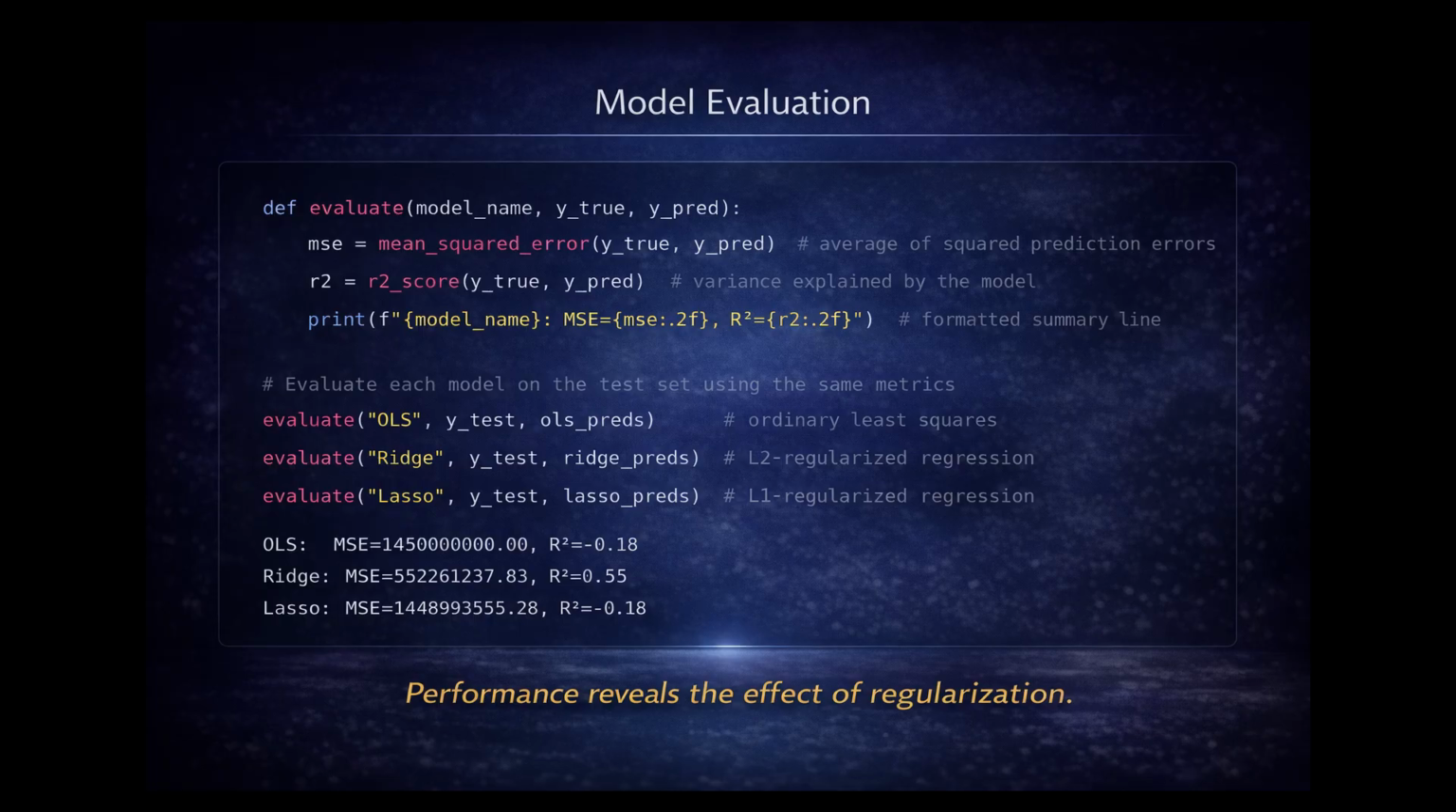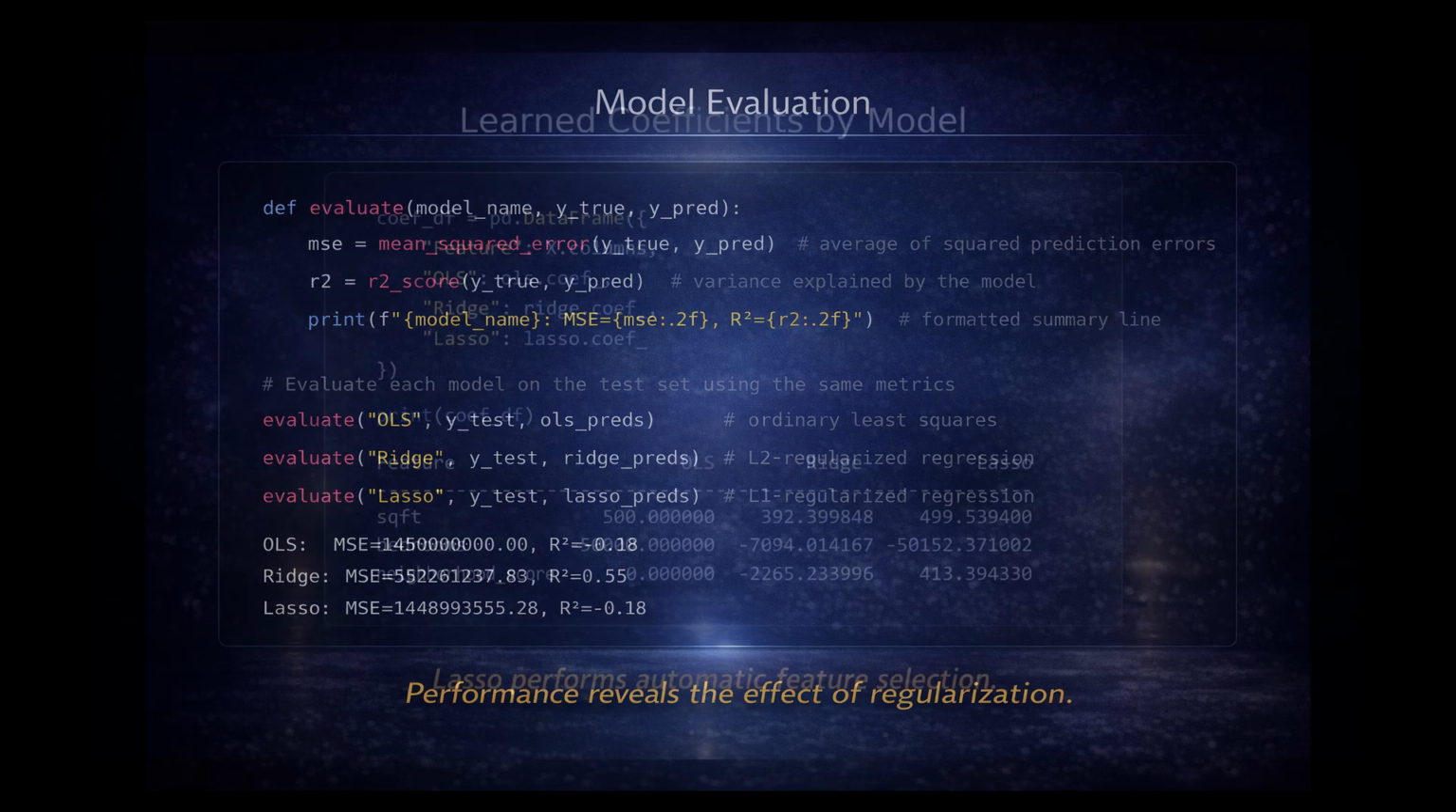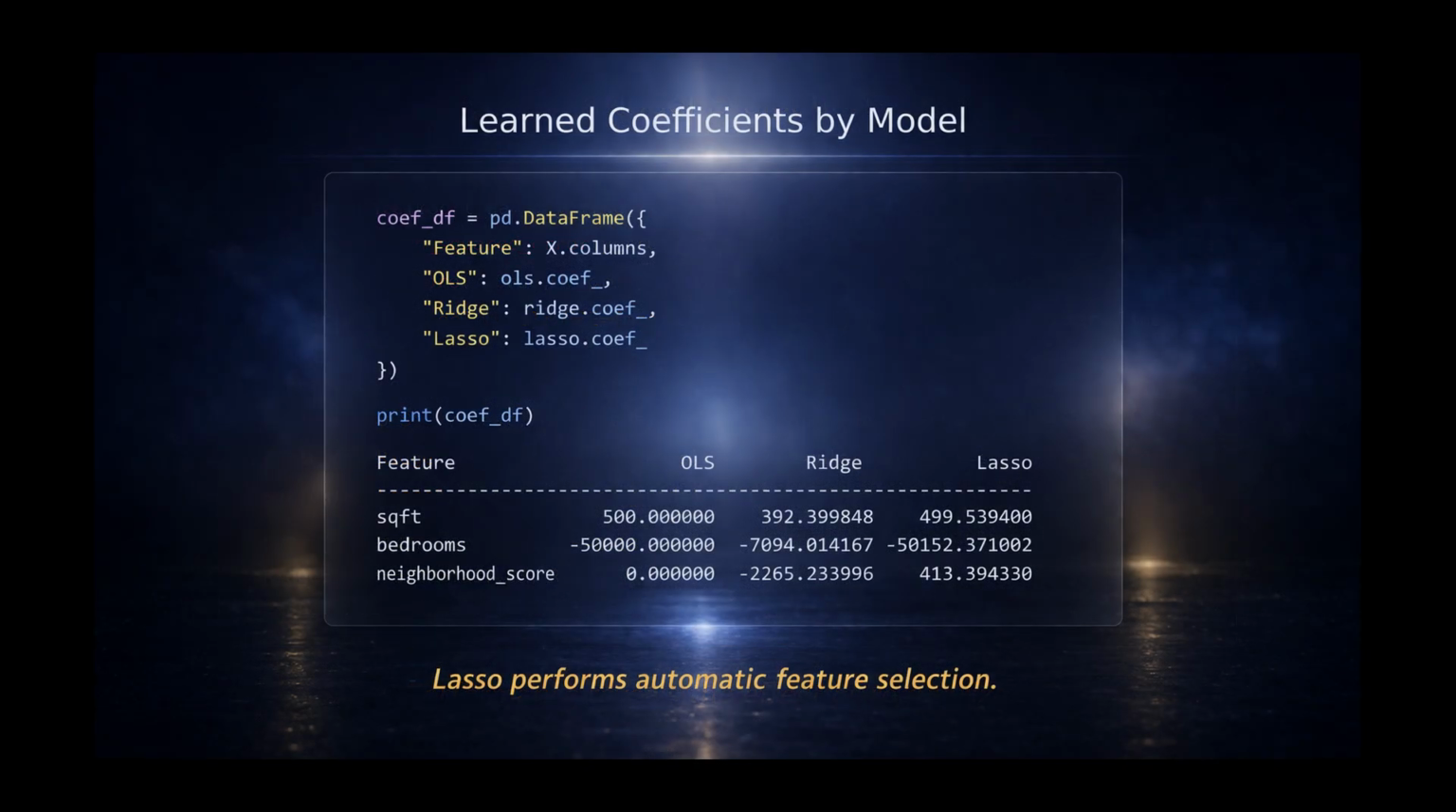Now evaluate the results. OLS performs poorly with a negative R-squared. Lasso, in this small 3-feature example, performs much like OLS. Ridge is the clear improvement, cutting error substantially and producing a positive R-squared. And the learned coefficients explain why. OLS assigns unstable weight. Ridge shrinks those weights into a more stable range. Lasso changes them too, but in this particular applied example, it does not eliminate any of the three features completely.